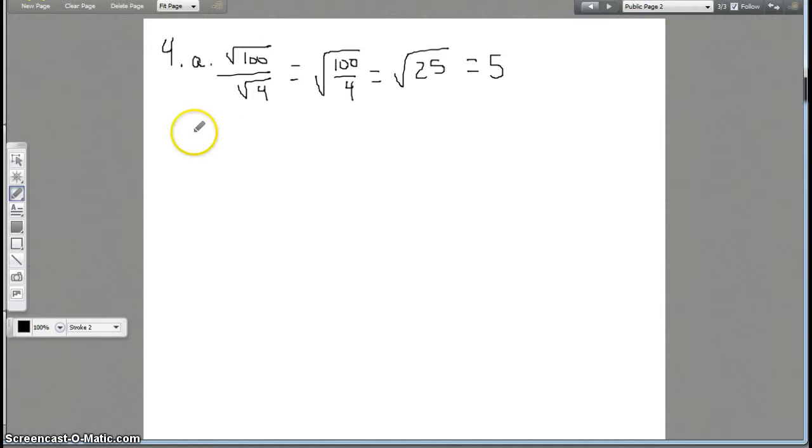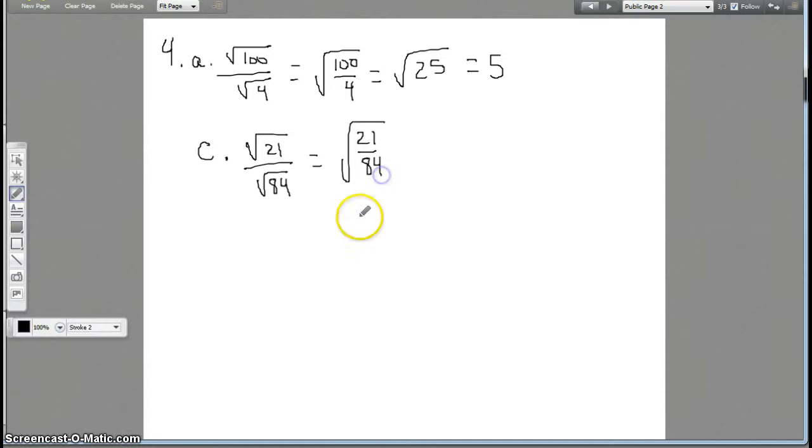Let's take a look at another one, part C. Part C is the square root of 21 divided by the square root of 84. We can rewrite that as just the square root of 21 over 84. Let's go ahead and simplify our fraction since we don't have a square number. 21 84ths, they're both multiples of 7. So 21 divided by 7 is 3. 84 divided by 7 is 12. So it's 3/12.